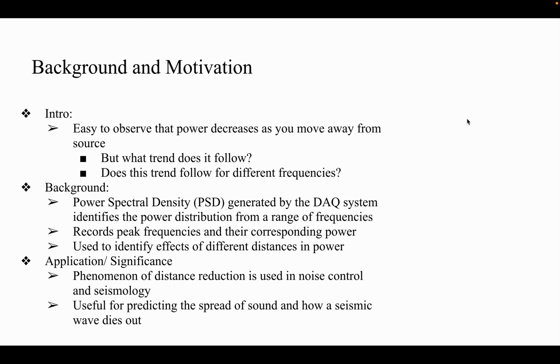The power spectral density generated by the DAC system identifies the power distribution from a range of frequencies. It records peak frequencies and their corresponding power. And in this lab, we're going to use it to identify the effects of different distances on power.